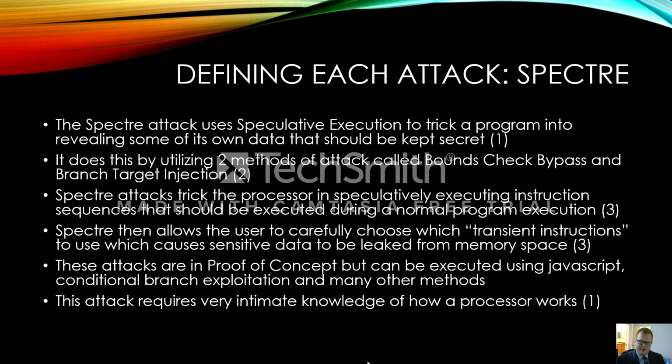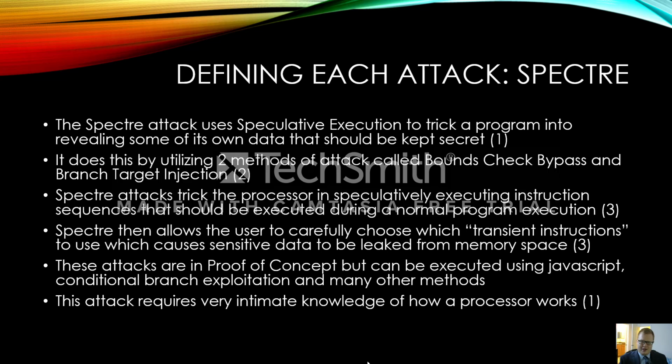The Spectre attack tricks the processor into speculatively executing instruction sequences that should not be executed during a normal process. Therefore, you're able to trick the processor into doing something that it wouldn't normally do, and by doing this, you're able to bypass bounds checks, which allows you to return memory values. And if you are able to return the memory values, you can check the contents of those memory values, and therefore you can figure out what's being hidden in there. And you can even get a little bit more detailed in each attack and have the processor return specific values that you're looking for.